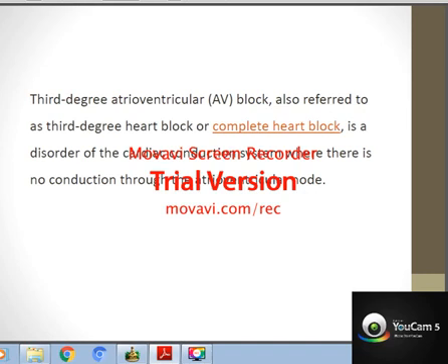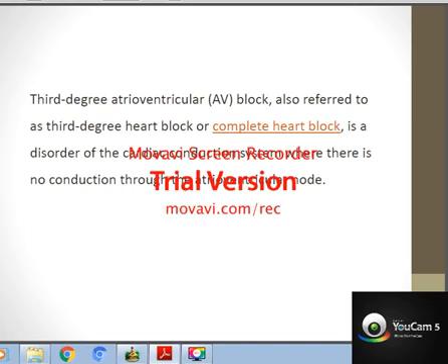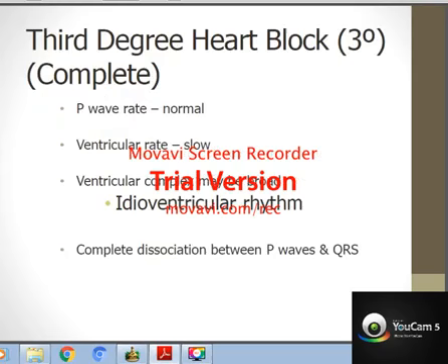So third degree AV block, also referred to as third degree heart block or complete heart block, is a disorder of the cardiac conduction system where there is no conduction through the atrioventricular node. So the SA node impulses never pass through the AV node, the atrioventricular node. Third degree heart block is otherwise called complete heart block.